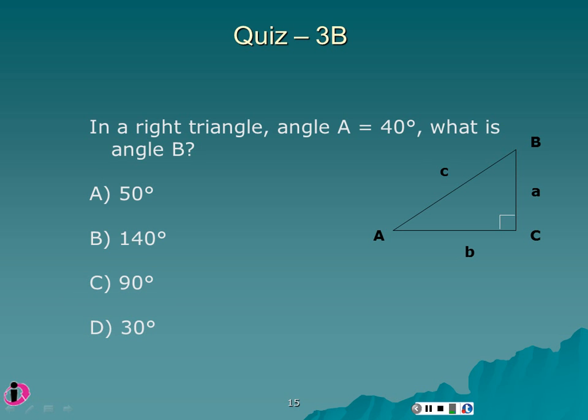What is B here? How much is B? It must be 50 degrees, right? Because the total must be 180. So the right answer is A. What is B here? It's 20 degrees, so the right answer is A.